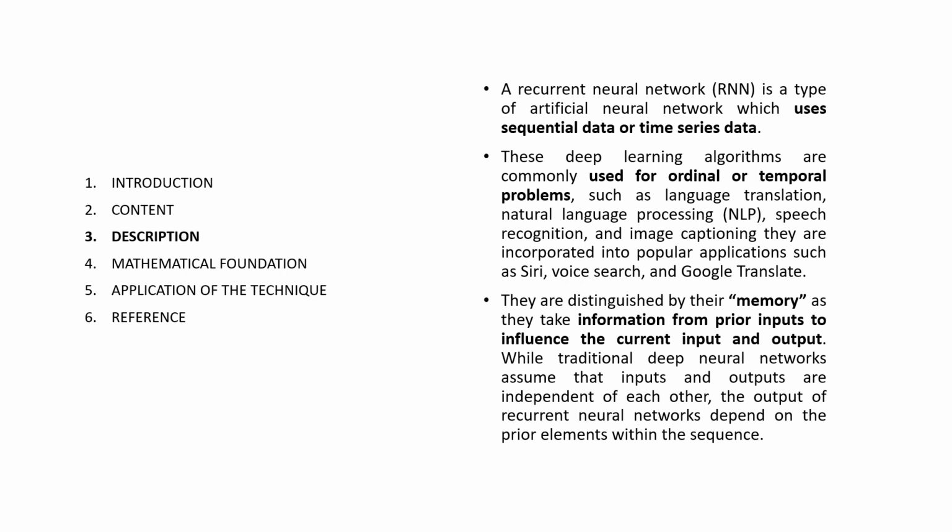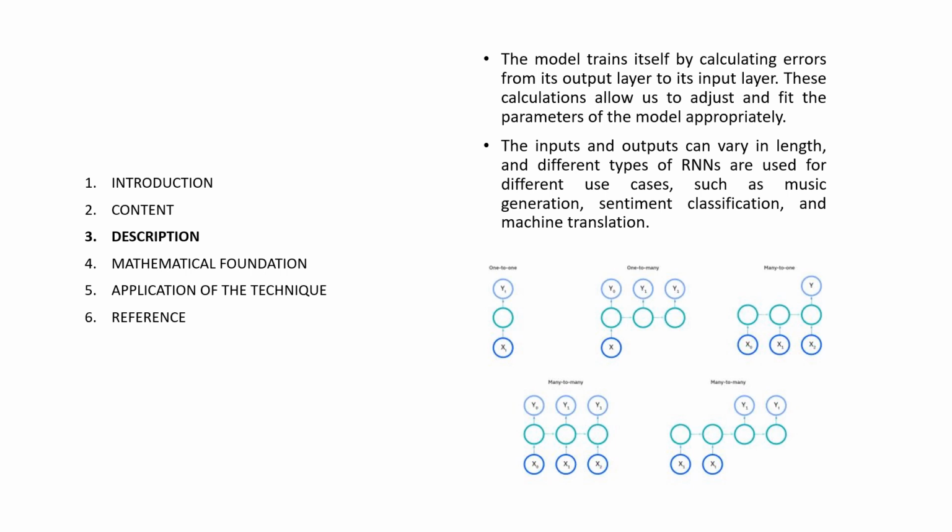While traditional deep neural networks assume that inputs and outputs are independent of each other, the output of recurrent neural networks depends on the prior elements within the sequence. The model trains itself by calculating errors from its output layer to its input layer. These calculations allow us to adjust and fit the parameters of the model appropriately. The inputs and outputs can vary in length, and different types of RNNs are used for different use cases such as music generation, sentiment classification, and machine translation.